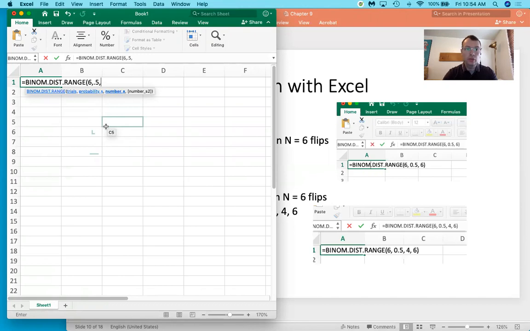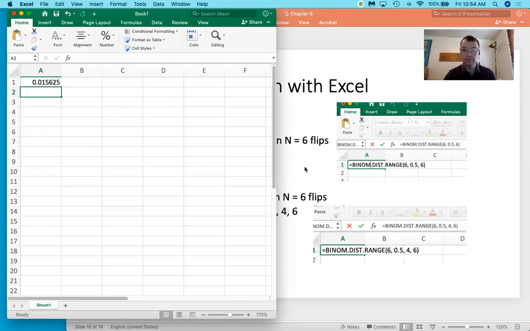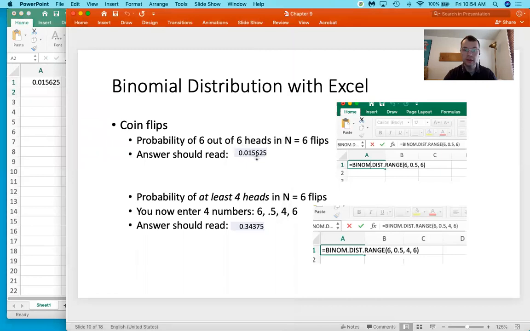And then we can give it 2 additional numbers or just 1. For this one, we're only going to type in 1 number because we're only interested in the actual event that 6 of the 6 tosses are heads. So we just type the number 6. Right? And we press enter, and we get that the probability is 0.1562525, right? And you can see that right here.